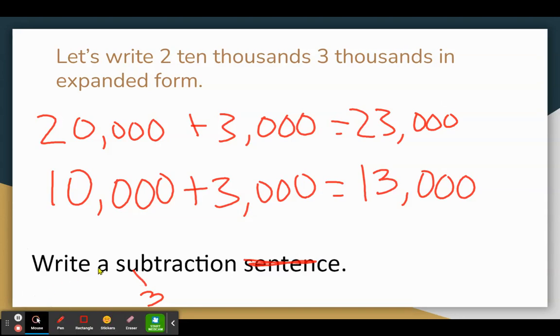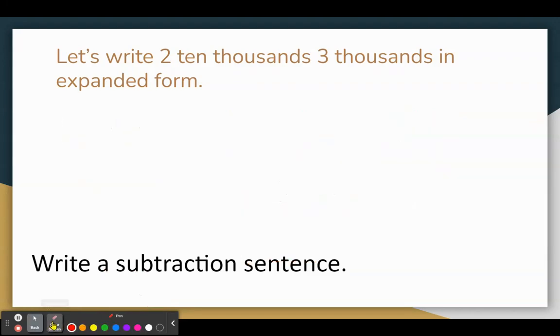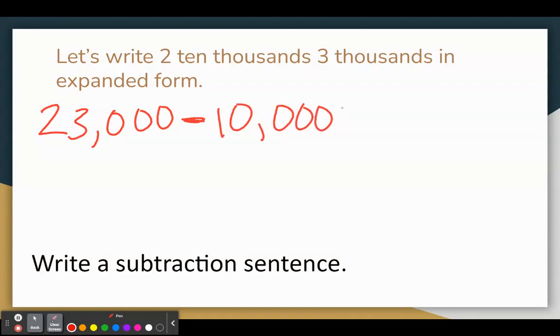Okay, now let's go ahead and write a subtraction sentence. Let me go ahead and clear this out. So we had 23,000 and we took away 10,000. So that is going to equal 13,000.